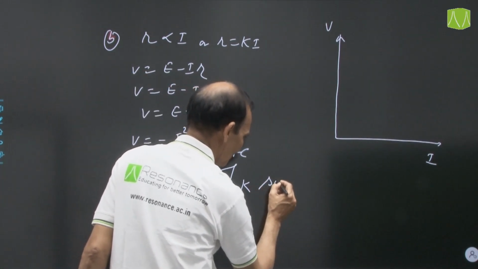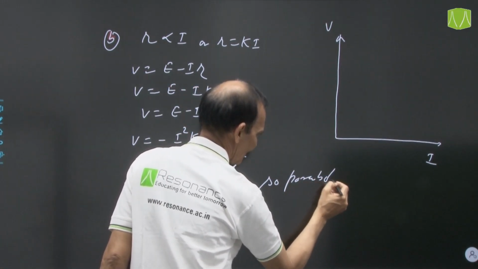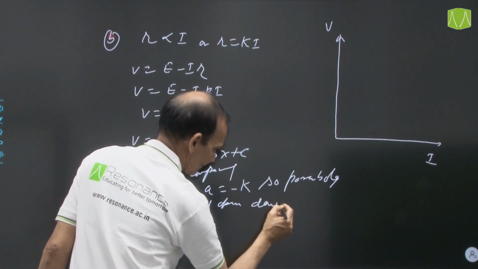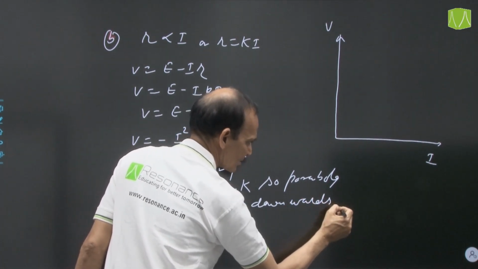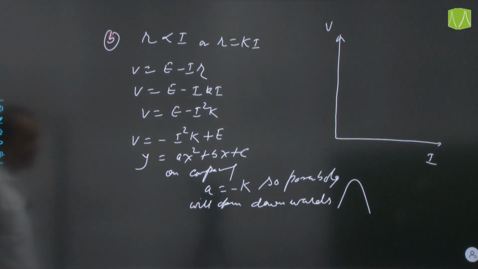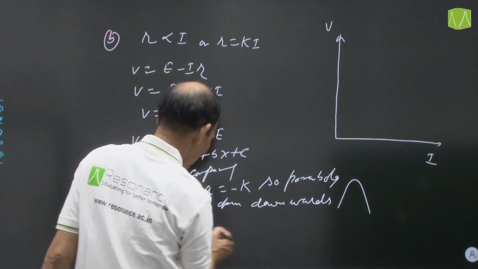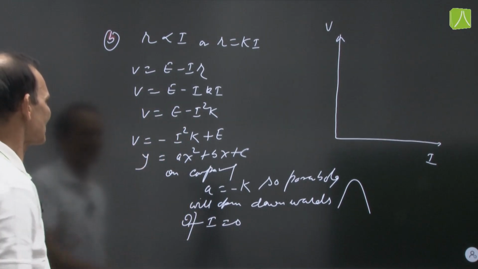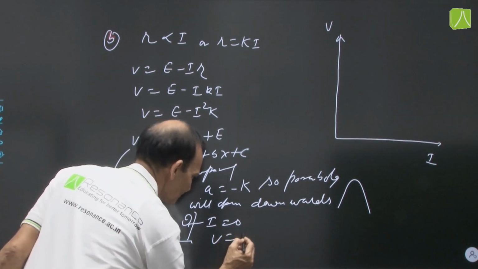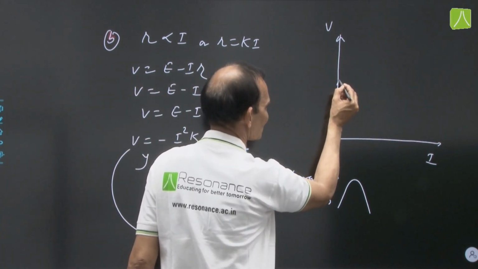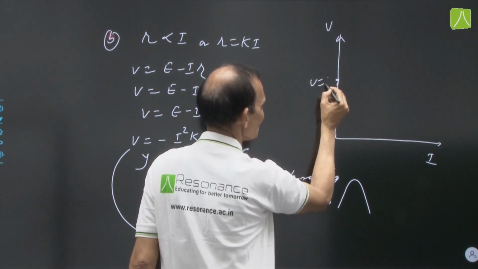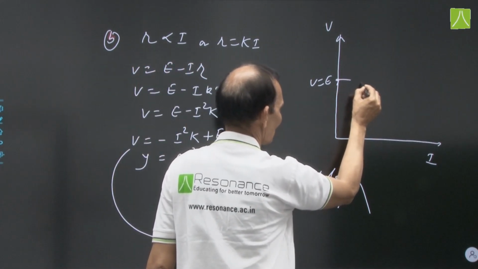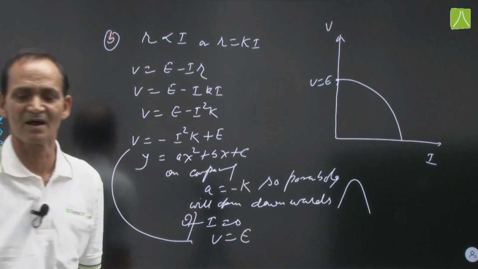So the parabola will open downward, like this. Now think about it, here is I. If I is equal to 0, then what is the value of V from this relation? V is equal to E. I is 0 at this point, so V will be E. V is equal to how much? E. After that it will open, so its shape will be like this. This is the graph between V and I.